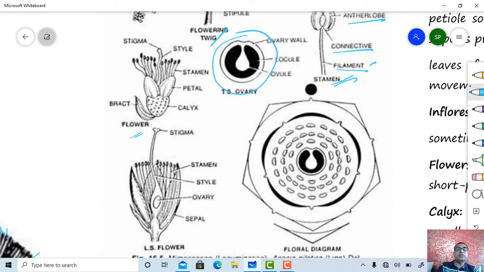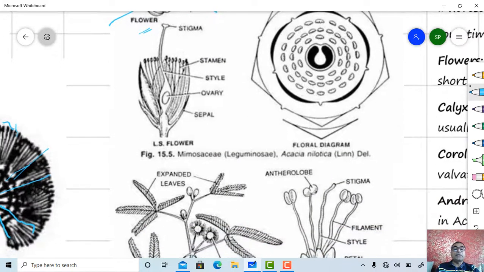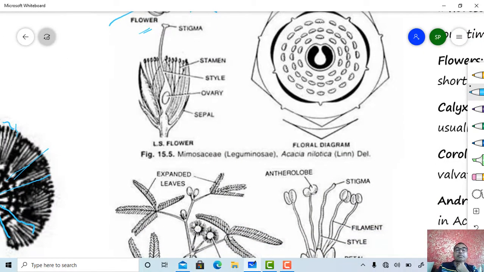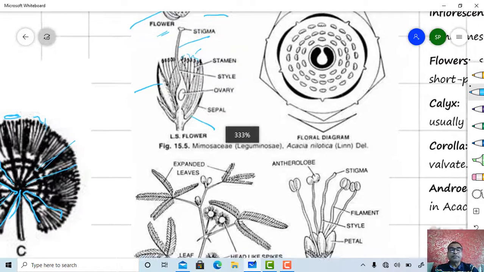This is a typical flower. This one is the bract, calyx. See here completely, sepals are united. Petals look free. These are the stamens, style, and stigma. This is the earliest stage of the flower, sepal. Then this one is a petal, the whole gynoecium, and these are the stamens present in the whole androecium. This is a floral diagram.